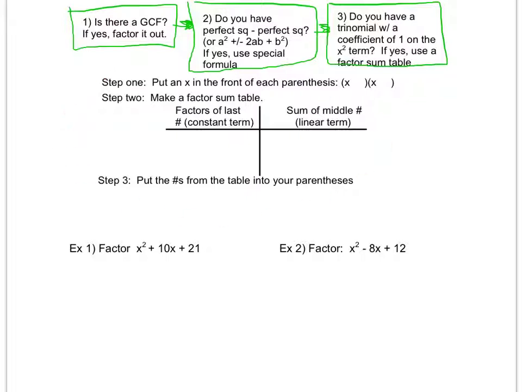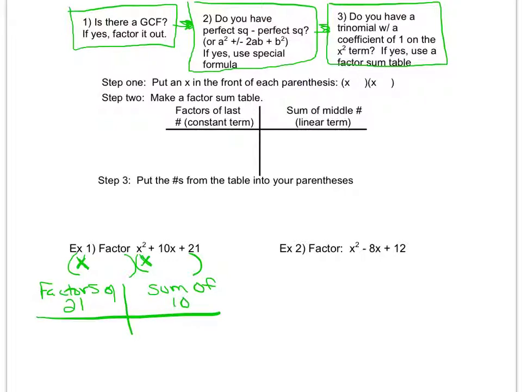So I'm going to use these 3 steps here. I'm going to start by recognizing that this is going to factor into a product of binomials that each start with an x. And then I'm going to make a table where I'm going to try to find factors of 21 and a sum of 10. The purpose of this table is for you to do some guessing and checking. So maybe I say I know 1 times 21 is 21. However, 1 plus 21 does not equal 10, so that didn't work. Well, I know 7 times 3 equals 21. 7 plus 3 is 10, so there's the one I need.